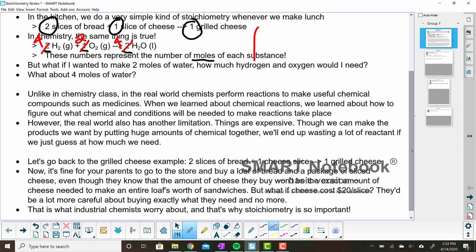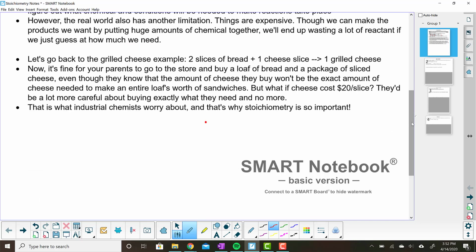Okay, let's go back to our grilled cheese. If we have 2 slices of bread and 1 cheese slice, we can make 1 grilled cheese. Now, it's fine. Your parents will go to the store. You can buy a loaf of bread. You can buy a package of sliced cheese. It doesn't matter that you aren't going to make the exact right number of sandwiches, right? Like a package of cheese maybe has 10 slices in it, and you can get, say, 12 sandwiches out of the bread. It doesn't matter if the amount of cheese won't be the exact amount needed to make an entire loaf's worth of sandwiches.